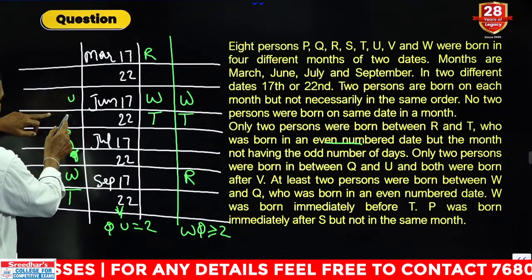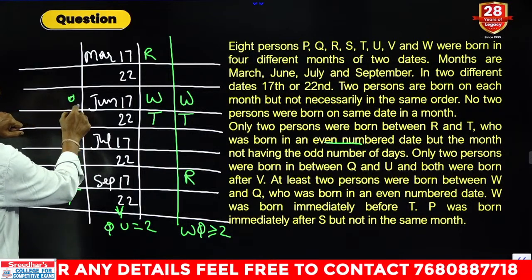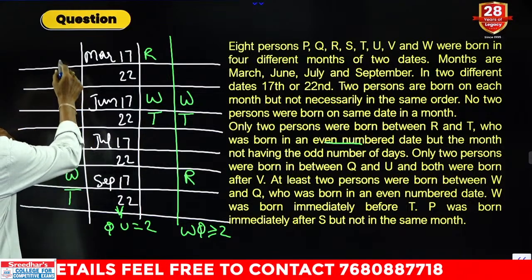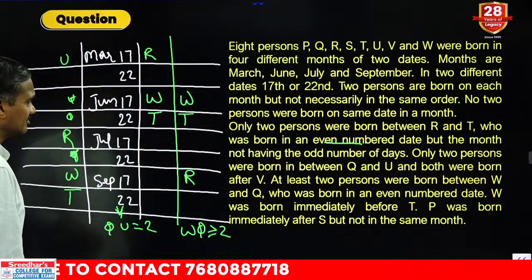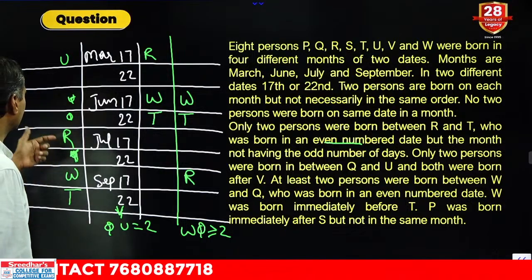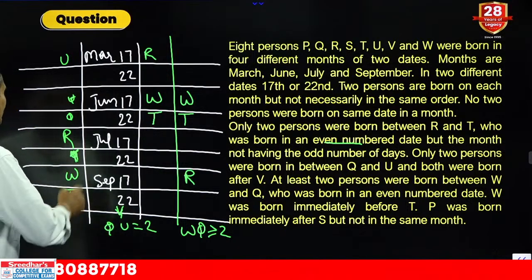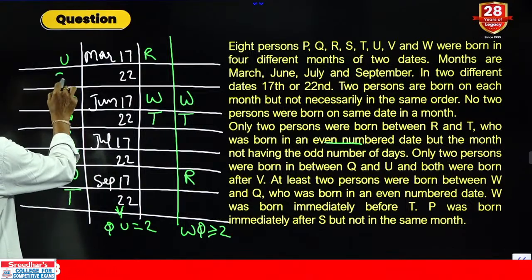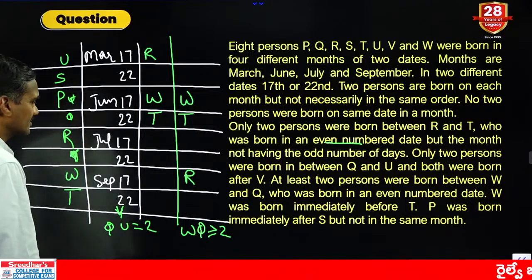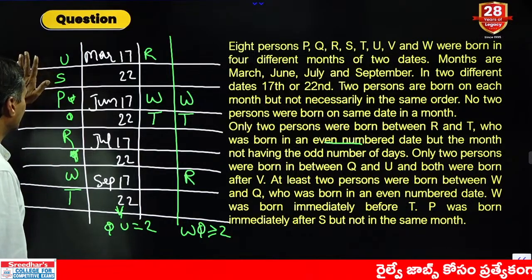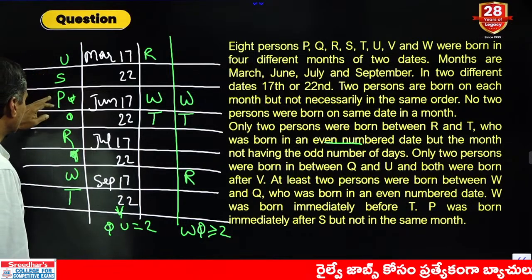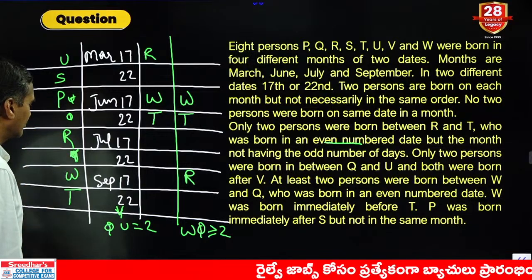And if you take Q here, now between Q and U there must be exactly 2 people, 1, 2, U must be here. Then P was born immediately after S. P and S must be together. P was born immediately after S. Now in this case, but not in the same month, P and S, that is fine. Hence U, S, P, Q, R, W and T.